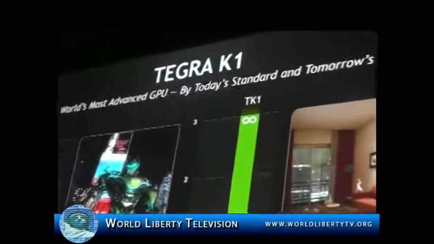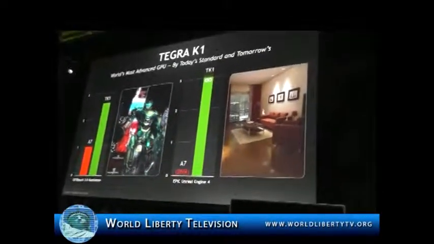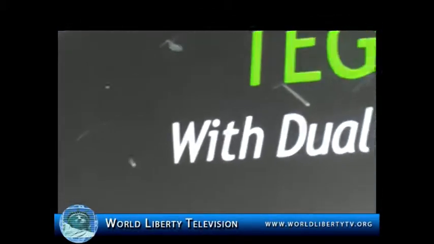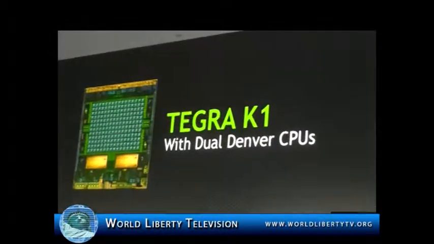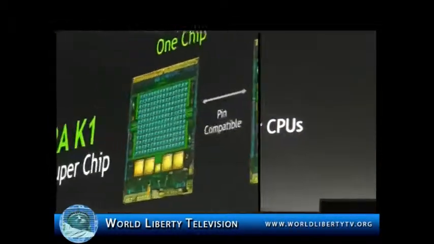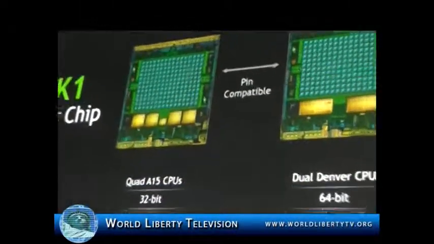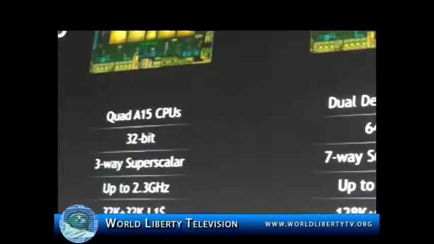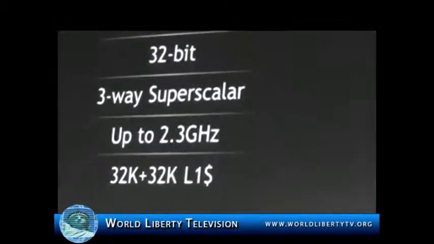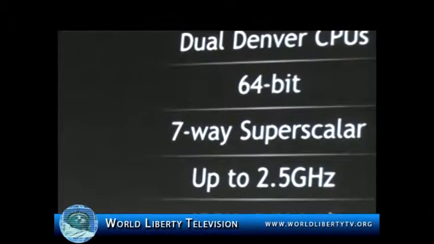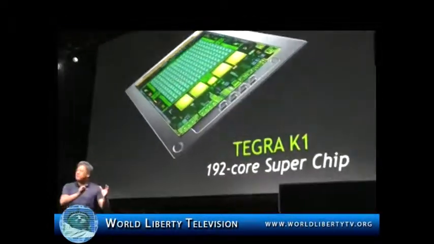Okay, this is using old, last generation computer graphics technology. We're already, one version is the quad-core A15, but another version, wow, that is really sexy, guys. There you have it, ladies and gentlemen. Tegra, dual Denver CPUs. A15 is obviously 32 bits. Denver is 64 bits. A15 is three-way superscalar. Denver was bringing next generation games to mobile form factors.